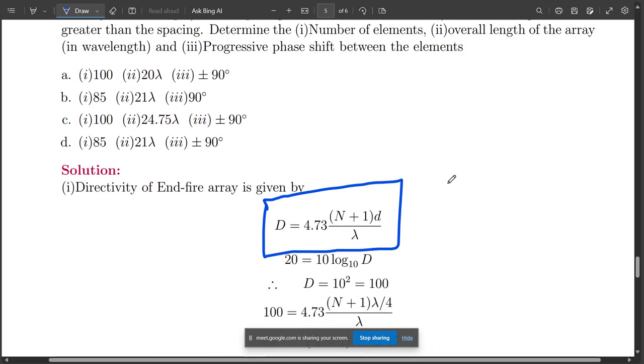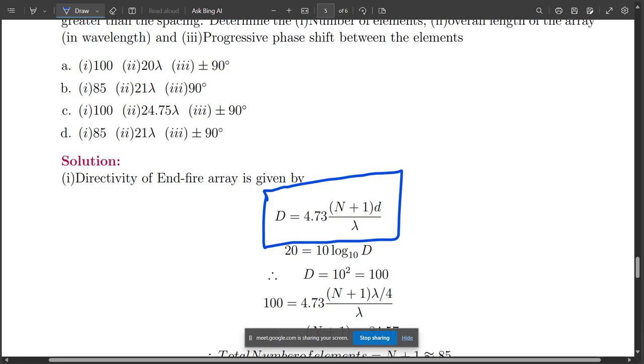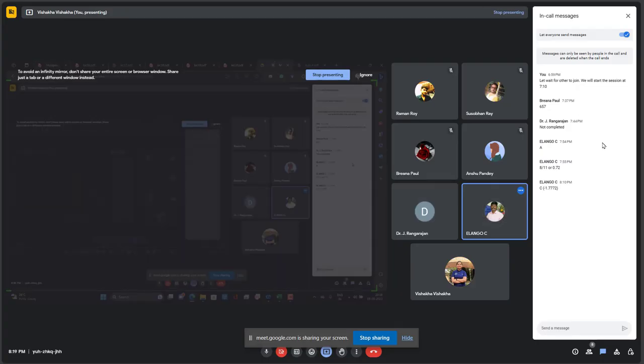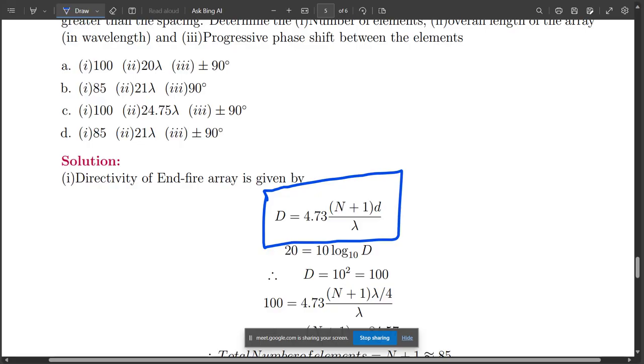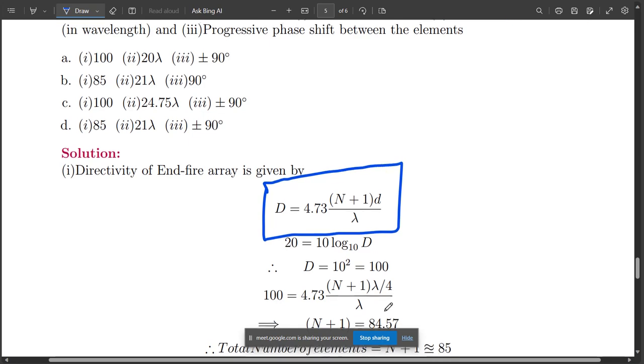100. How many elements are there? 100, ma'am. No, 100 is not the correct answer. Ma'am, I'm getting 400. Yes, 400 divided by 4.73.